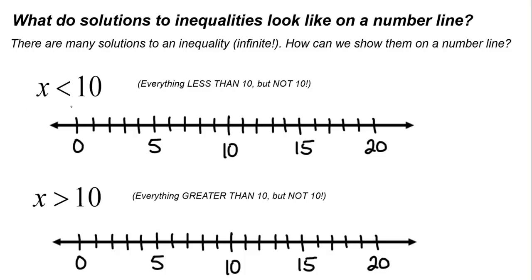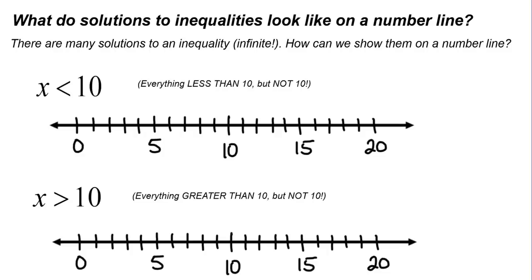So for example, x is less than 10. Could we list every number that is less than 10? No, that's impossible. There are literally an infinite number of numbers that are less than 10. So we can just say anything less than 10, or we could show it on a graph. So that's our second essential question for this video: how do we show all of these possible solutions to inequalities on a number line?